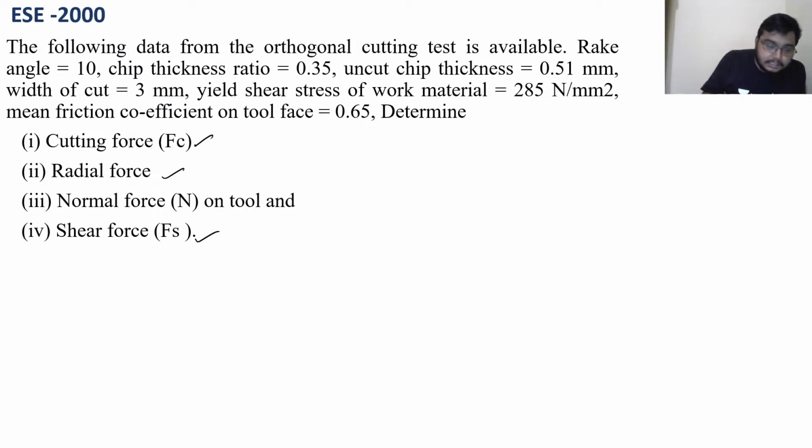Okay, see, let me explain the question to you once. In this question, the following data for the orthogonal cutting test is available. Rake angle is given as 10 degrees. Now, chip thickness ratio r is given as 0.35.